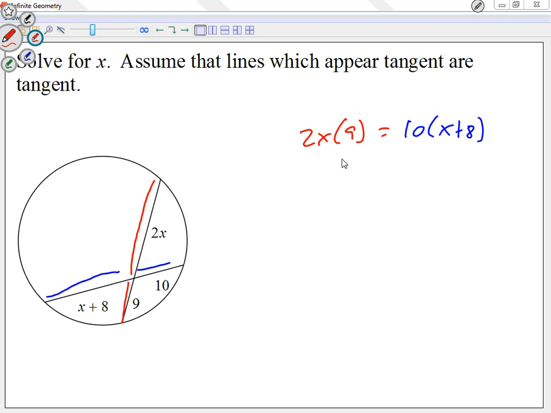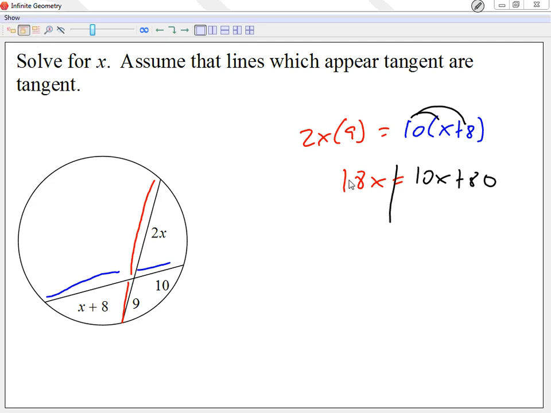So I notice that 2x times 9, that's 18x. Now here, because I have a plus or minus inside the parentheses, in this case a plus, I'm going to remember the distributive property. So I'm going to distribute the 10 to the inside. So I have 10x plus 80. So now I'm going to separate them with the equal sign.